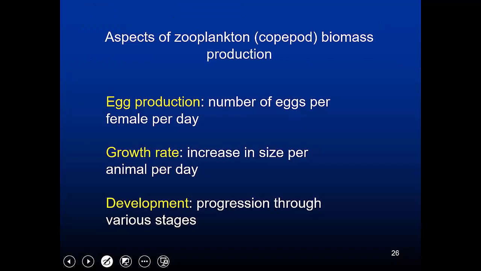And so there are various aspects of egg production and growth. And this is all, again, part of the numerical response. Let's see if I can write it here. Numerical response of these animals. So of course it starts with the number of eggs. Then those organisms have to hatch and grow. And then they have to go through the various life stages, and in the case of the copepods, through the nauplii and the copepodite stages.